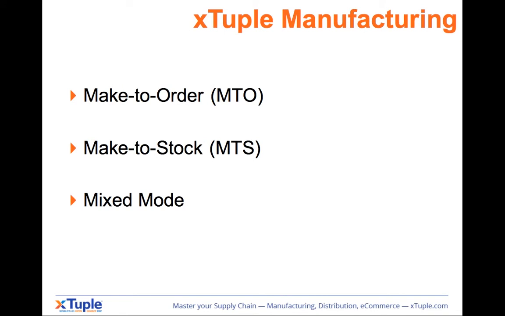The key to being able to support so many different kinds of environments is the functionality that exists in xTuple's manufacturing software. Today we can currently support both a make-to-order and a make-to-stock environment, and a mixed mode environment whereby you might be a little bit of a manufacturer to order and a little bit of a manufacturer to stock kind of environment. Many other ERP solutions today focus on one or the other.